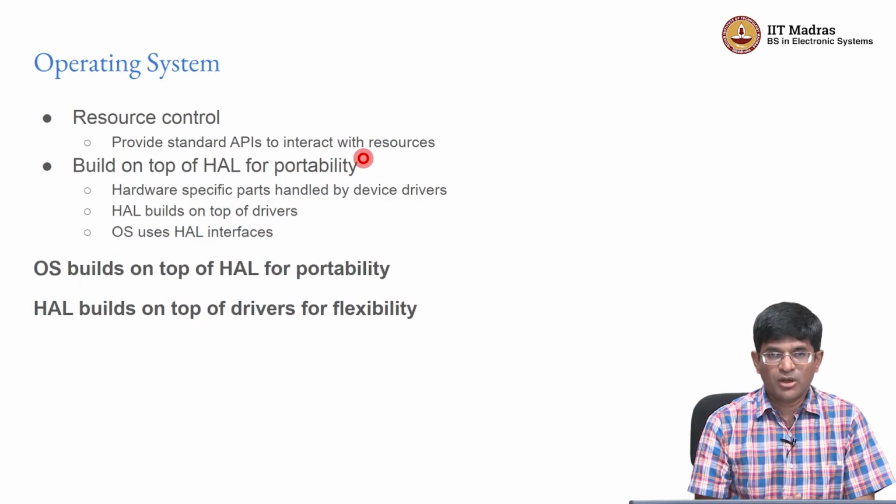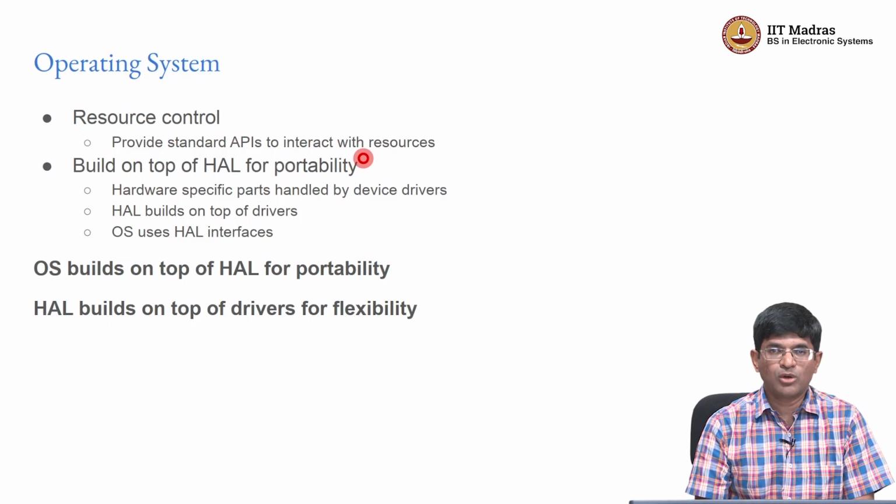And finally, we have the operating system, which builds on top of the HAL, right? What the operating system does is provide resource control. So let's say that you have a UART. The operating system needs to have some capability of saying that, look, there may be multiple tasks that need to transmit data on the UART. How do I make sure that at any given point in time, one of them is going to get access to the device? And how do I ensure that they don't overlap with each other, right?